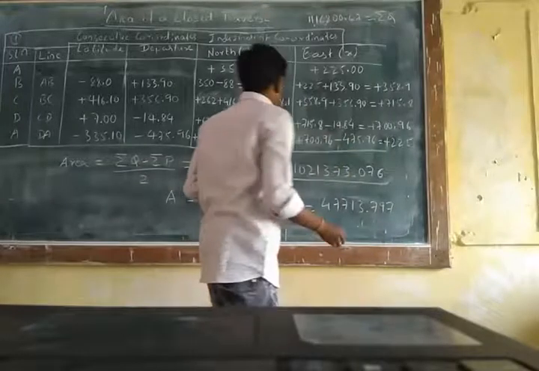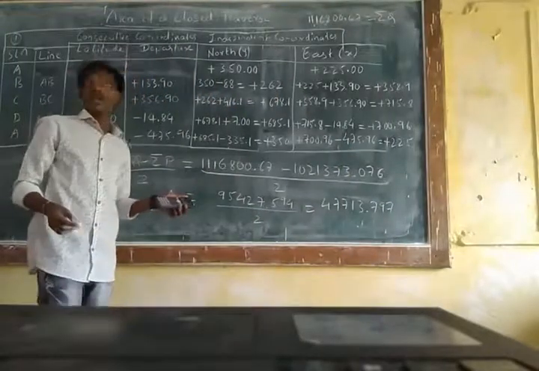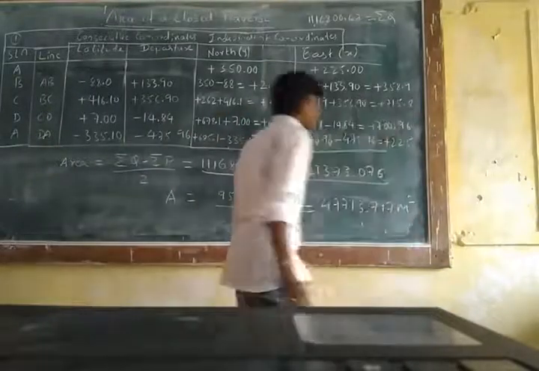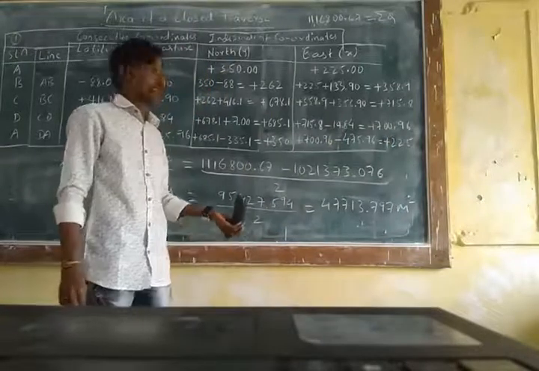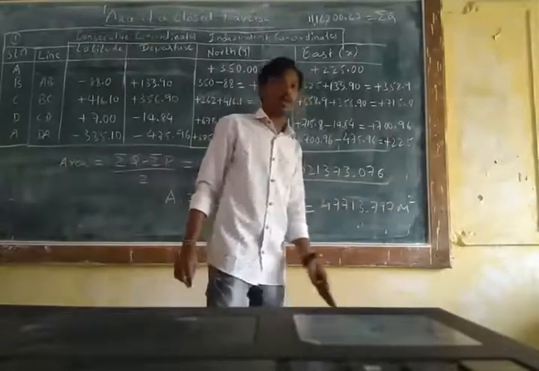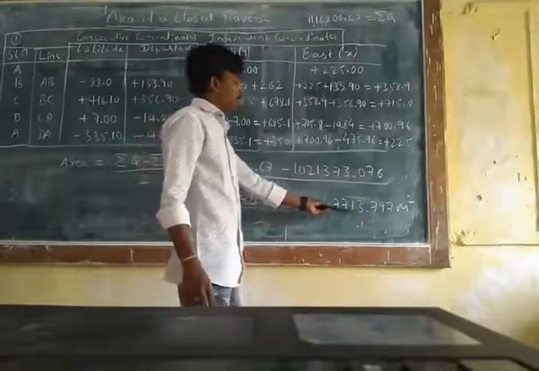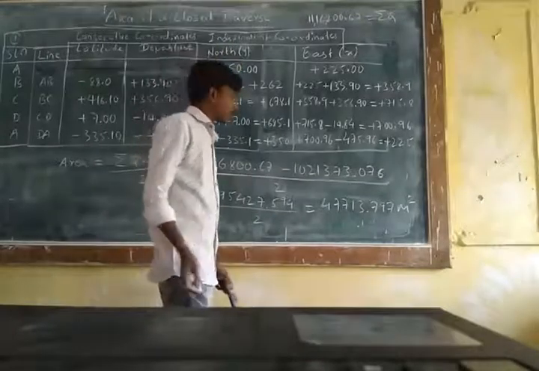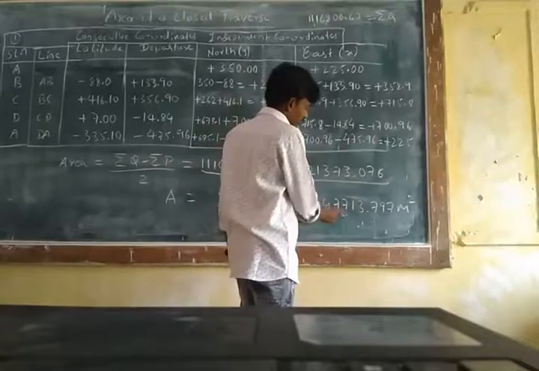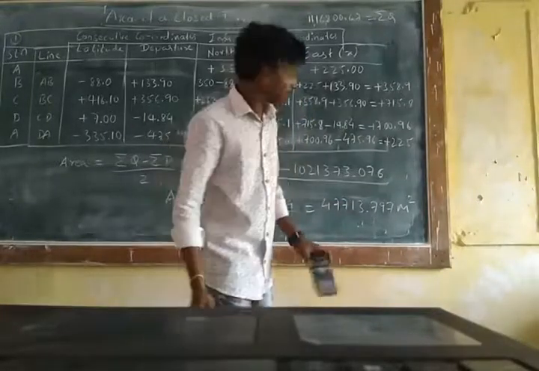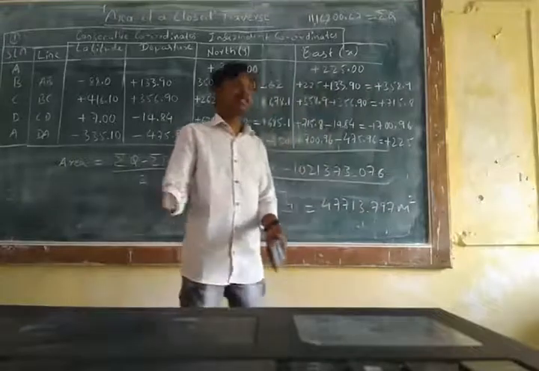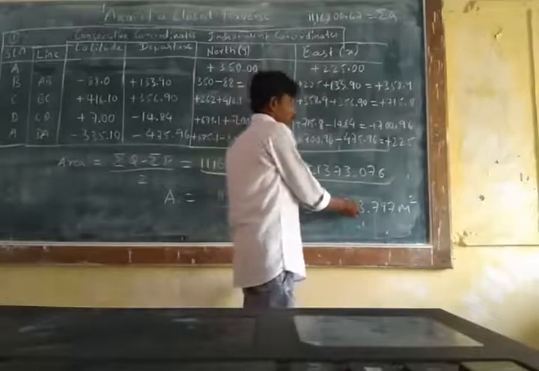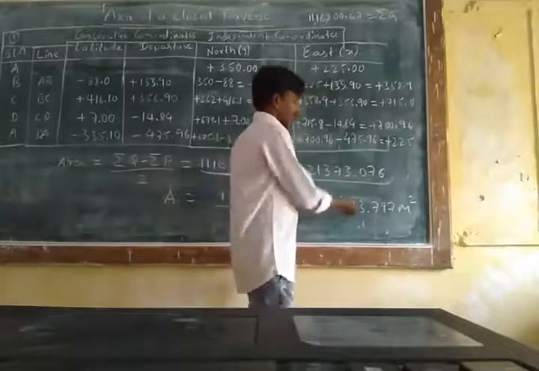In the question you can observe the latitudes and departures were given in meters. So the area will always be in square meters. As the latitudes and departures are given in meters, the area will be in square meters. So this is the area, 47713.797. Check the notes, I have written there 47713.80. As it is 797, if it is rounded off, it will become 8 itself. So 47713.8 is also correct, or this is also correct.